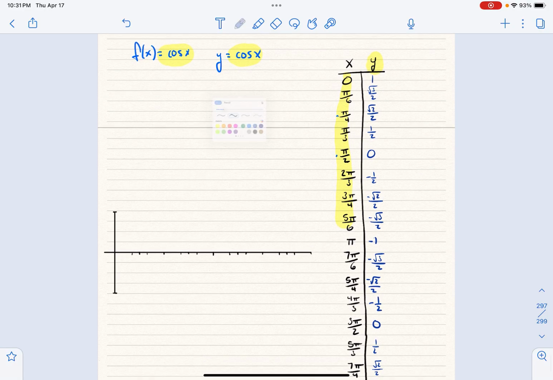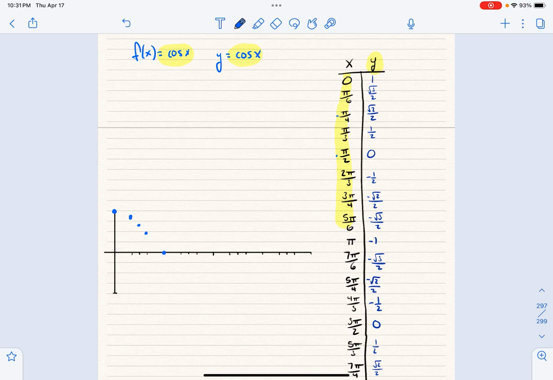So at 0, we start up at 1. At pi over 6, we're still pretty high. We're up there at 0.87. It's actually a little bit higher than that. At pi over 4, we're at that 0.7, which is like right here. And at pi over 3, we're at 1/2, which is right here. At pi over 2, we're at 0.